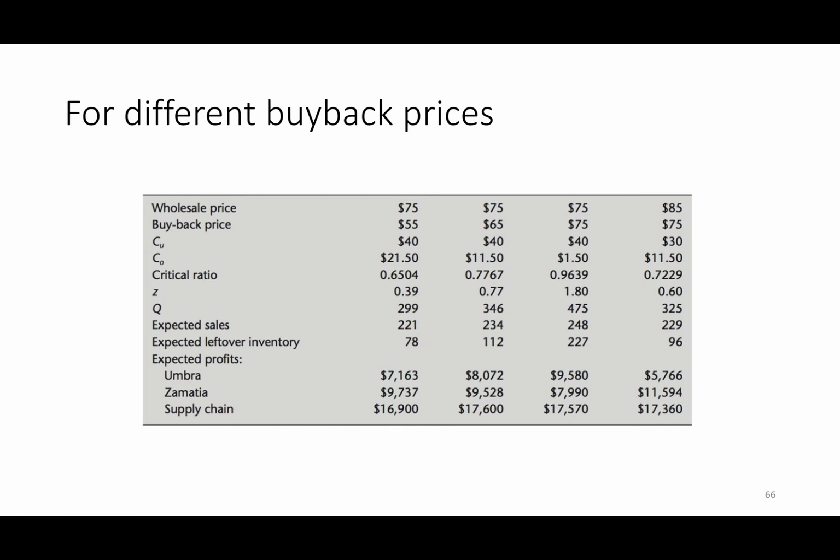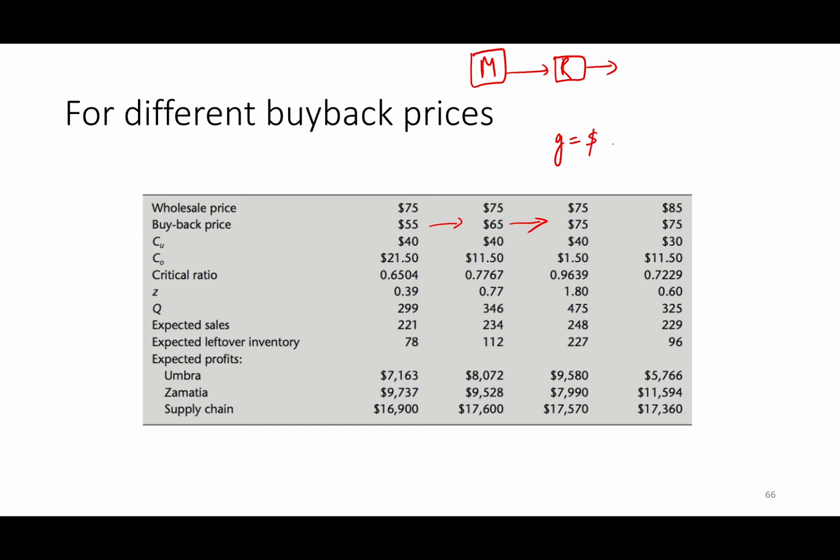And then it's also possible that we could keep the wholesale price the same and then just see what happens when the buyback price changes. So this table just shows us that as the buyback price increases from 55 to 65 to 75, what is happening? So what is happening is that the retailer's salvage price goes up, because what is the buyback price? The buyback is retailer's salvage value, right? So anything that is unsold, the retailer makes either $55, $65, or $75 on it.